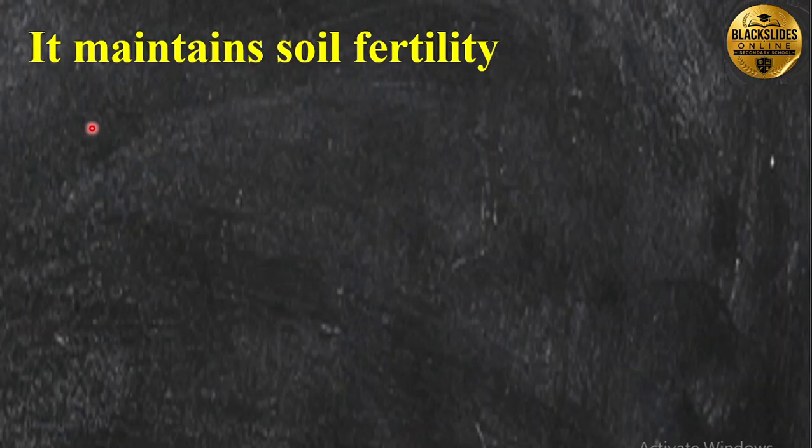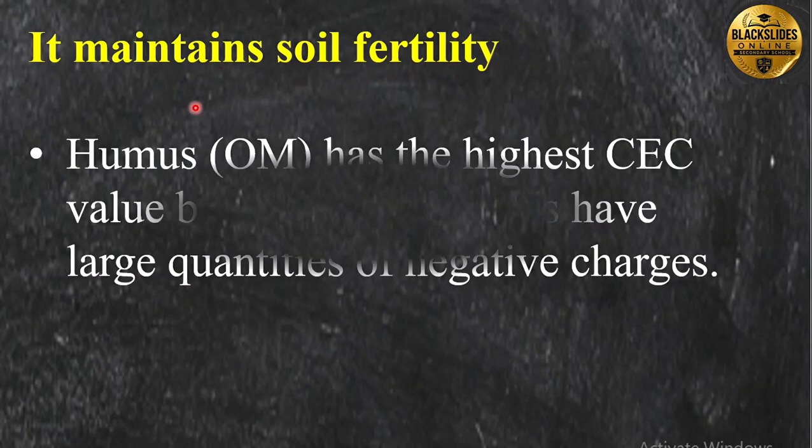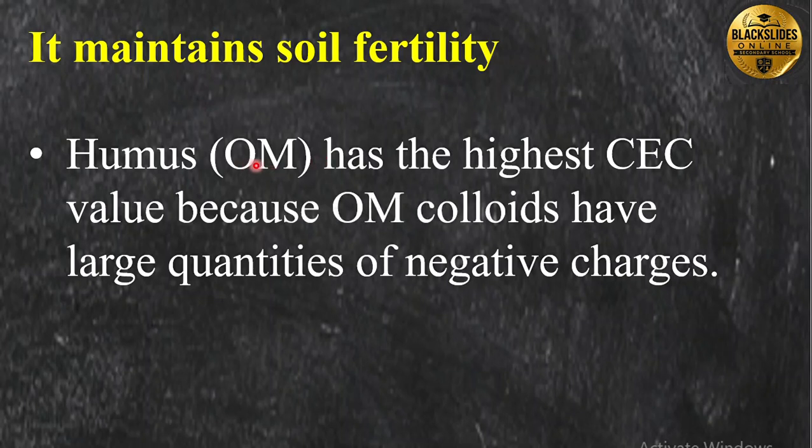Other than that, cation exchange capacity maintains soil fertility. Humus, which is organic matter, has the highest cation exchange capacity value because organic matter colloids have large quantities of negative charges. Remember that during the cation exchange capacity process, positive ions, which are cations, are attracted to the organic matter colloid particles, which are negatively charged. Remember, unlike charges attract.